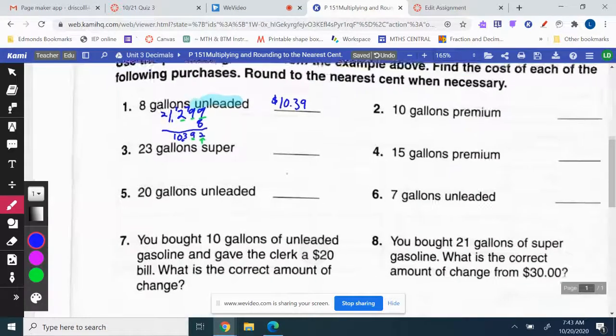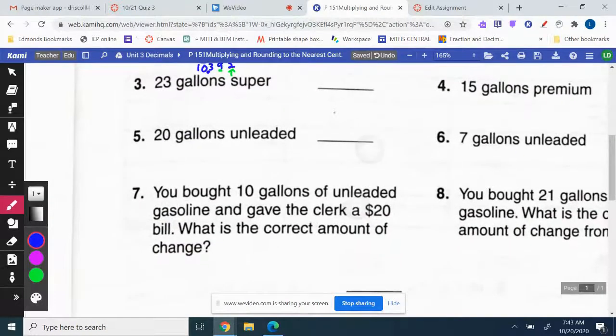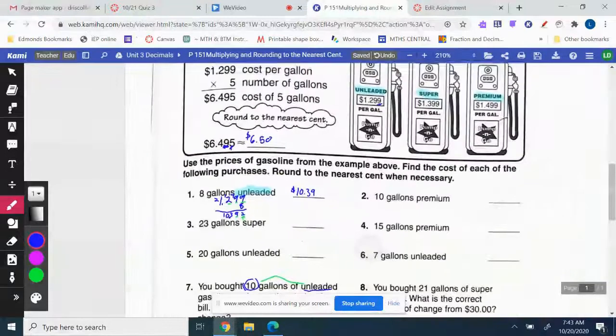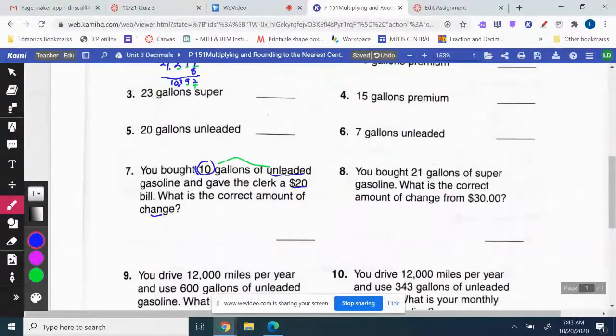So let's try number 7. They asked me quite a few things. I used $10 of unleaded, and I give the clerk $20. What is the correct amount of change? So I have a lot of things I'm doing in this problem, but first, let's take care of the $10 and the unleaded. So unleaded costs $1.299. So 1.299 times 10.